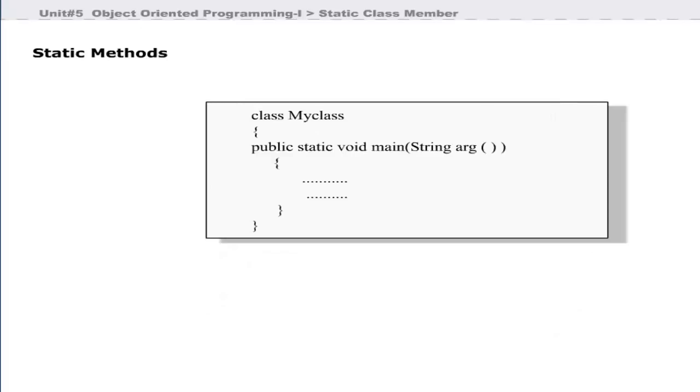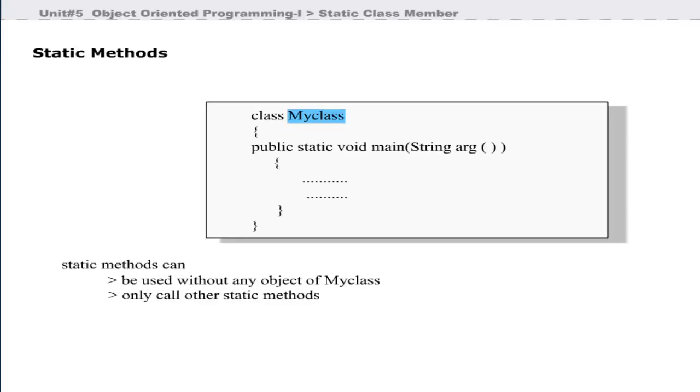Now we will discuss static methods. Static methods are declared by using static keyword. We have been using main method in our programming examples. It is a static method and is used before any object of that class is created. Static methods can only call other static methods, can only access static data, cannot use this or super keywords.